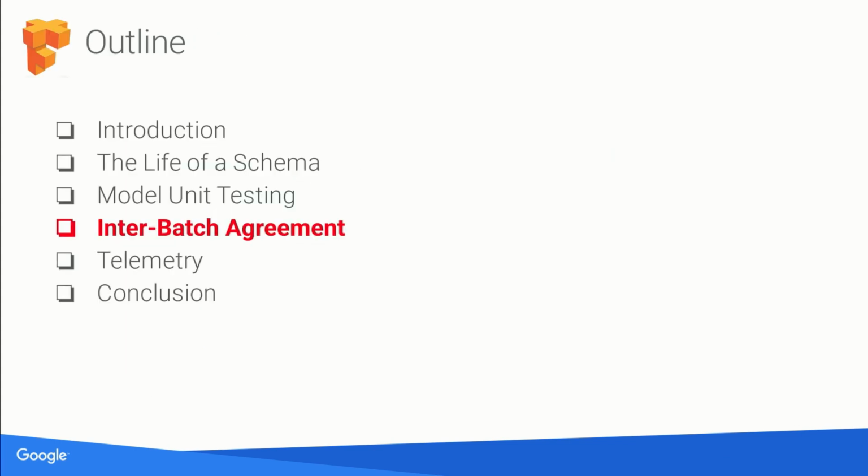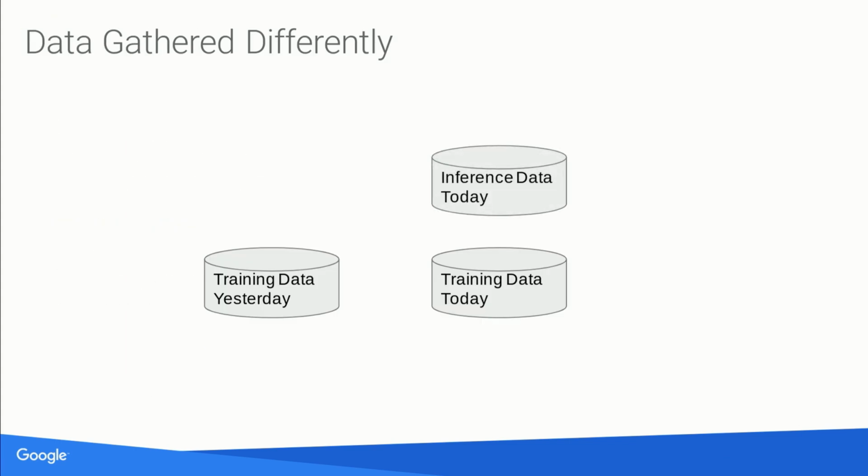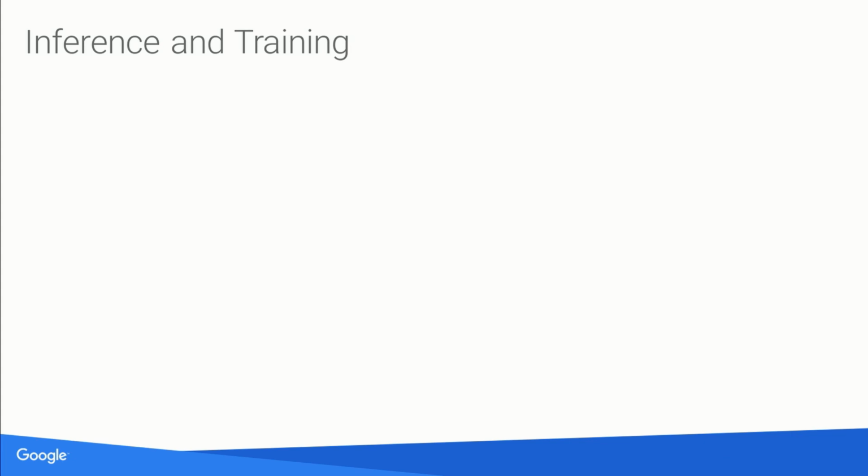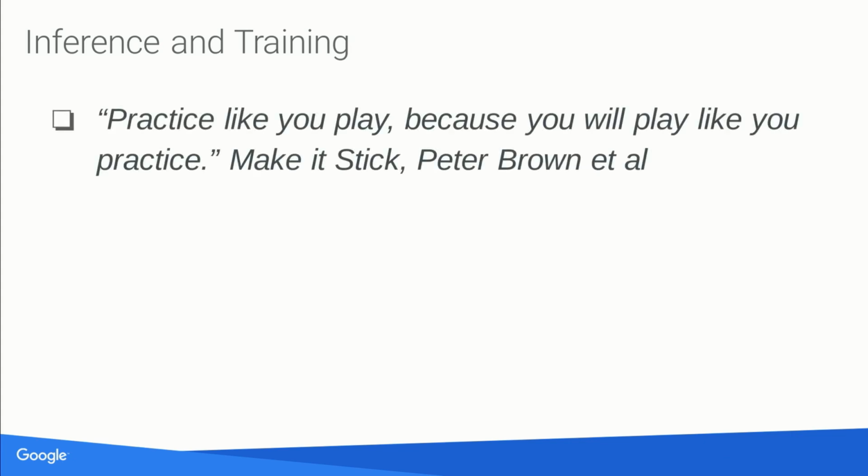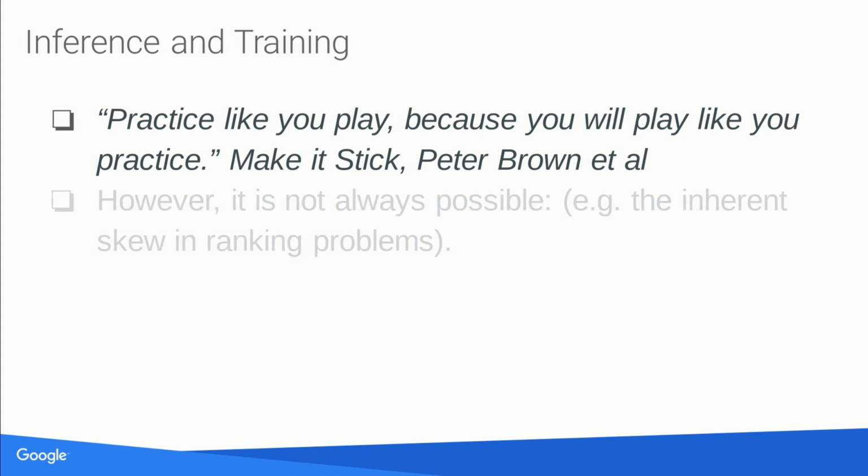And so now I'm going to talk a little bit about inter-batch agreement. So suppose that you get training data and it's arriving over time. And you have the training data from yesterday and the training data from today. And you don't want it to change too much. Moreover, you have your inference data as well, the data that you might be drawing directly from as you're doing inference. So you want to make sure that inference and training are the same, right? Just like practice like you play.